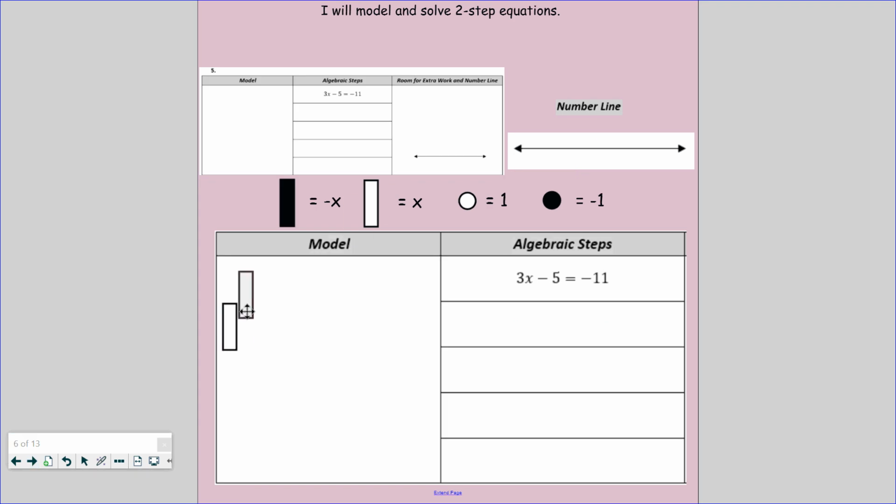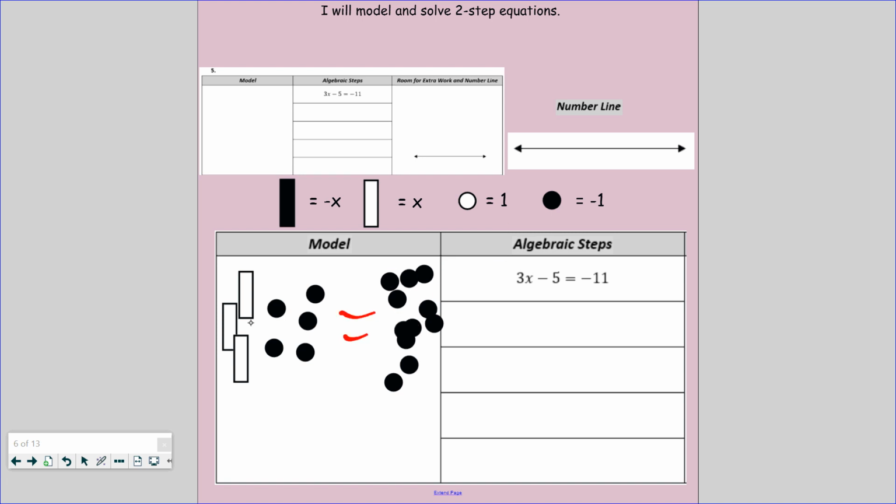Number 5, let's model it first. We have 3 x's minus 5 equals negative 11. 1, 2, 3, 4, 5. 1, 2, 3, 4, 5, 6, 7, 8, 9, 10, 11. Let's put an equal sign right here. I need to isolate x.